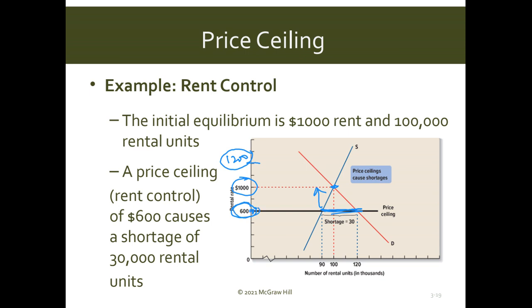They know that there are shortages. More people are willing to apply for their rental units, but they can't charge higher prices because of the law, because of the price regulation by the government. And therefore, this $600 is called a binding price ceiling. Okay, so this is the difference between binding and non-binding. A price ceiling is binding if it is less than the equilibrium price.